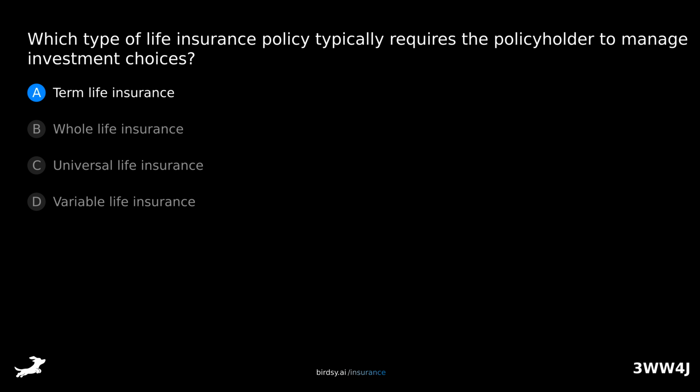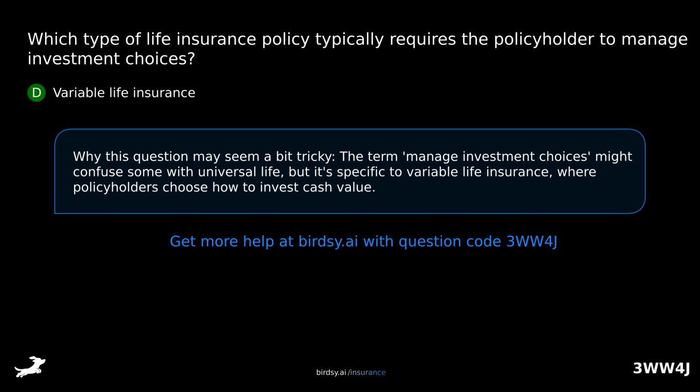Which type of life insurance policy typically requires the policyholder to manage investment choices? Is it A, term life insurance, B, whole life insurance, C, universal life insurance, or D, variable life insurance? The answer is D, variable life insurance. Why this question may seem a bit tricky: the term manage investment choices might confuse some with universal life, but it's specific to variable life insurance, where policyholders choose how to invest cash value.